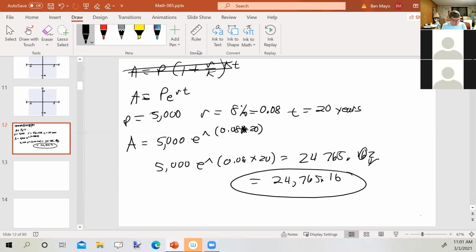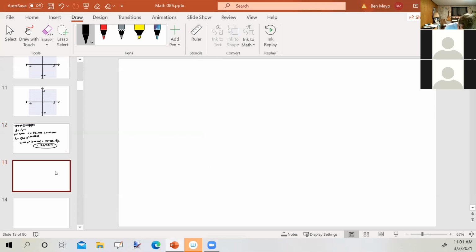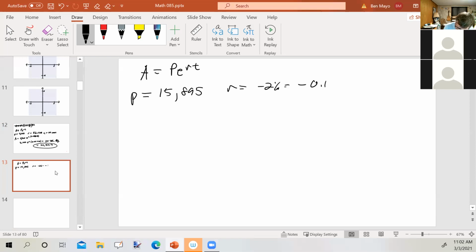All right. Any questions about that problem? Okay, let's take a look at another example. Again, we're going to use the formula A equals Pe to the rt. P is 15,895. r is negative 2%, so that would be negative 0.02. And t is 16 years. Again, round to the nearest hundredth.